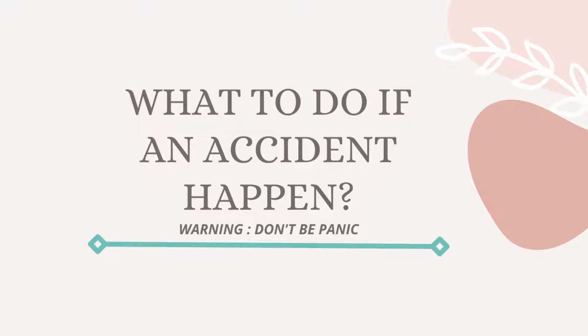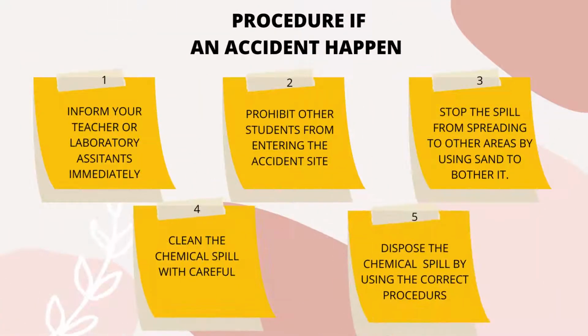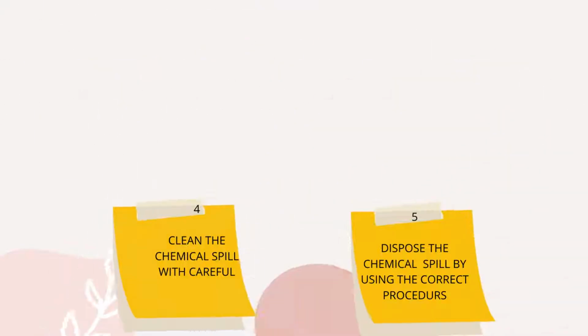What to do if an accident happens? Warning, don't panic. There are some procedures we can use if an accident happens to us in the science laboratory. First things first, we need to inform our teacher or laboratory assistant immediately. Second, prohibit other students from entering the accident site. Third, stop the spill from spreading to other areas by using sand to border it. Fourth, clean the chemical spill carefully. Lastly, dispose of the chemical spill using the correct procedure.